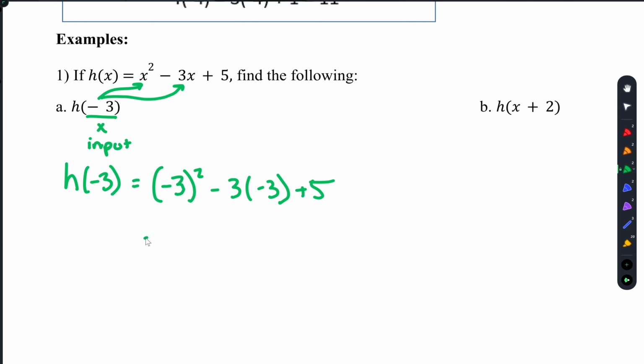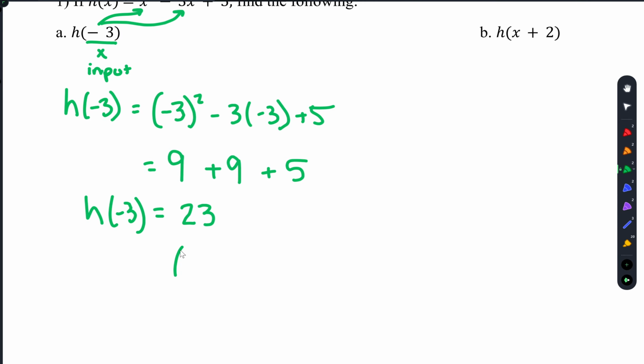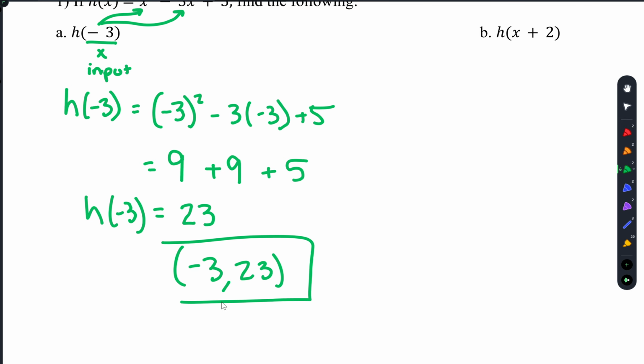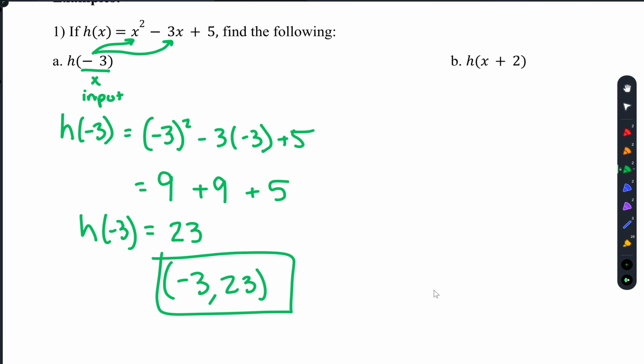So negative 3 squared is 9, positive 9. Negative 3 times negative 3 is also a positive 9, plus 5. 18 plus 5 is 23. So I had an input. My x value was negative 3. My output, my y value, was 23. Questions on that? Pretty straightforward. I didn't do anything crazy. We've been doing that since Algebra 1.